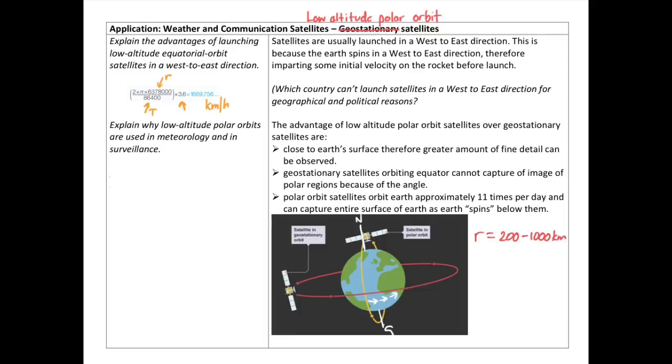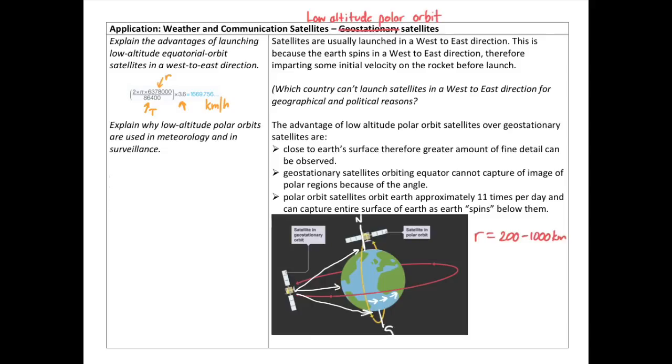The other advantage is a geostationary satellite, as well as being a long way up. If you can imagine this red orbit here, it could take a reasonable picture of what's happening near the equator, but it's not going to be able to see much detail right up here near the north or the south pole, because it is almost going to be over its horizon. So the geostationary satellites, or even any satellite orbiting around the equator, isn't going to have the ability to get images of the north and south pole.